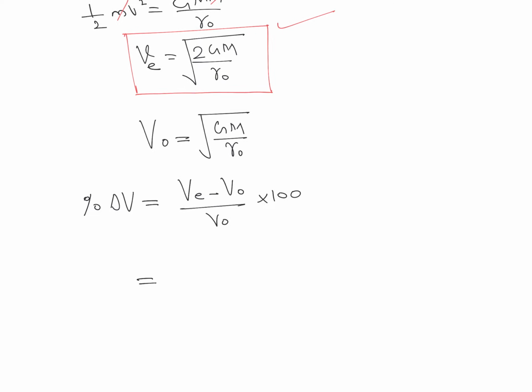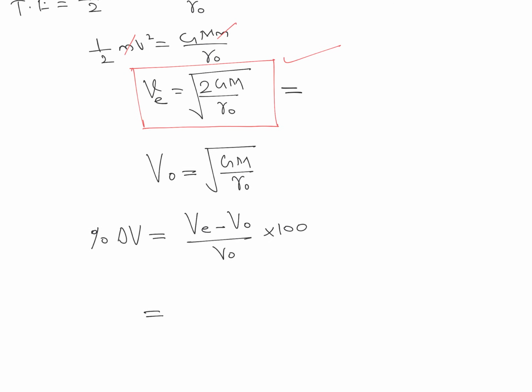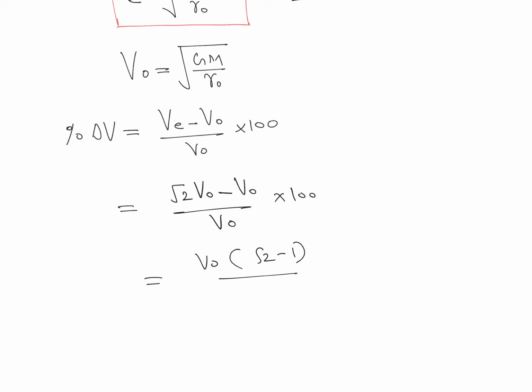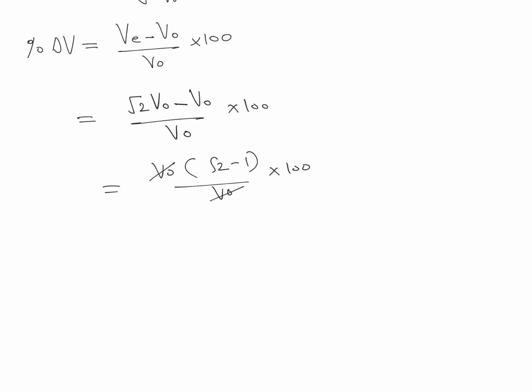We can write the escape velocity in terms of orbital velocity, because escape velocity is root of 2GM by r0 and orbital velocity is root of GM by r0. So the escape velocity is root 2 times the orbital velocity. Instead of escape velocity we write root 2 times orbital velocity minus orbital velocity, divided by orbital velocity, into 100. Taking orbital velocity as common, it is root 2 minus 1 times orbital velocity divided by orbital velocity into 100, and the orbital velocities cancel.